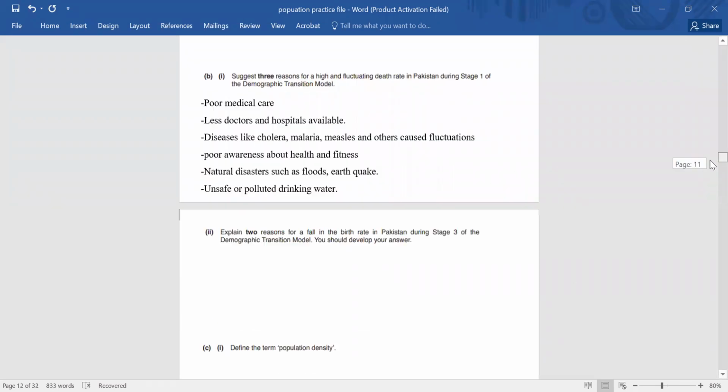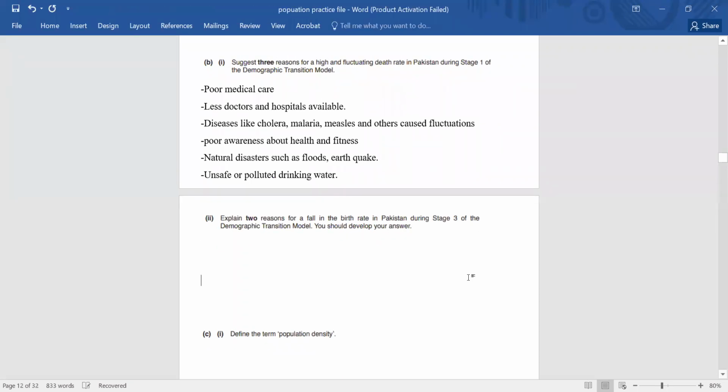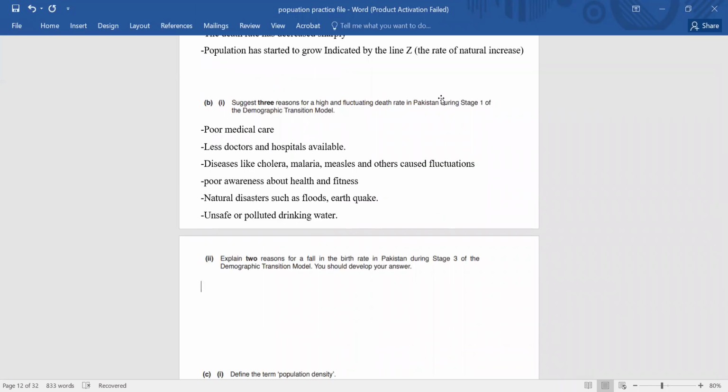Okay. Going forward: explain 2 reasons for a fall in the birth rate in Pakistan during stage 3 of the demographic transition model. Now you see, it says explain. In the previous question the examiner said suggest. Here he needs 2 reasons and an explanation. It is a 4-mark question, and the mistake that candidates make is that they don't explain.